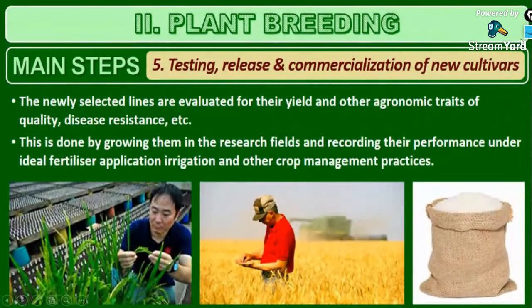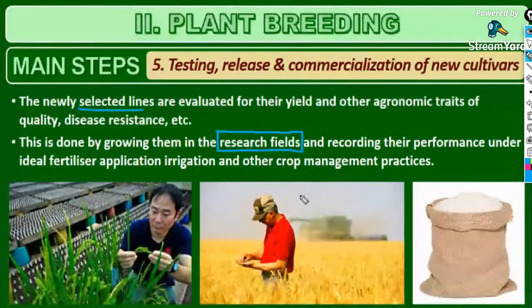The last one is the testing, release and commercialization of the new cultivars. The newly selected lines are evaluated for their yields and other agronomic traits, such as quality and disease resistance. This is done by growing them in a research field. After producing the seeds, you will grow them in the research field. Look, this is not a farmer, but a researcher.